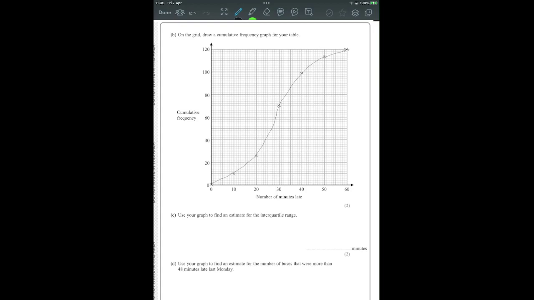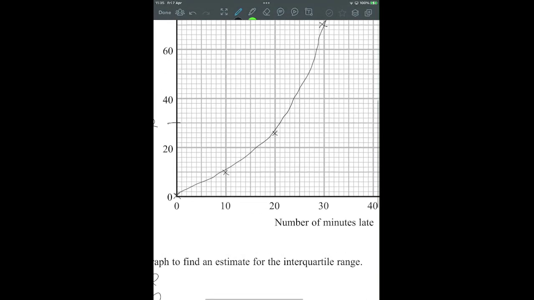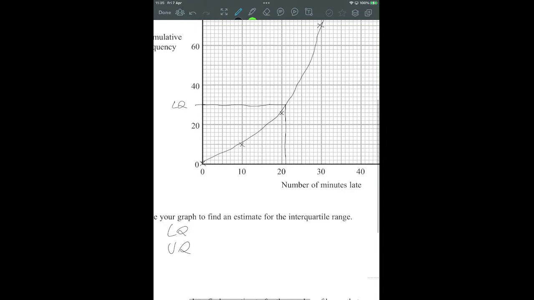Use your graph to estimate the interquartile range. So we need to find the lower quartile and the upper quartile and find the difference. We have 120, a quarter of that is down at 30, so my lower quartile is going to be living along this 30 point, and you should actually draw these lines on your graph because this is your working. These are your working lines. So my lower quartile is 21.